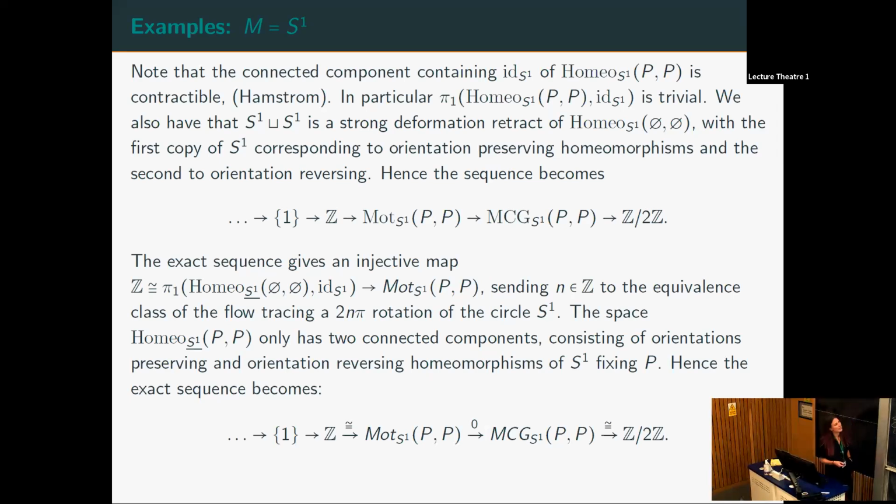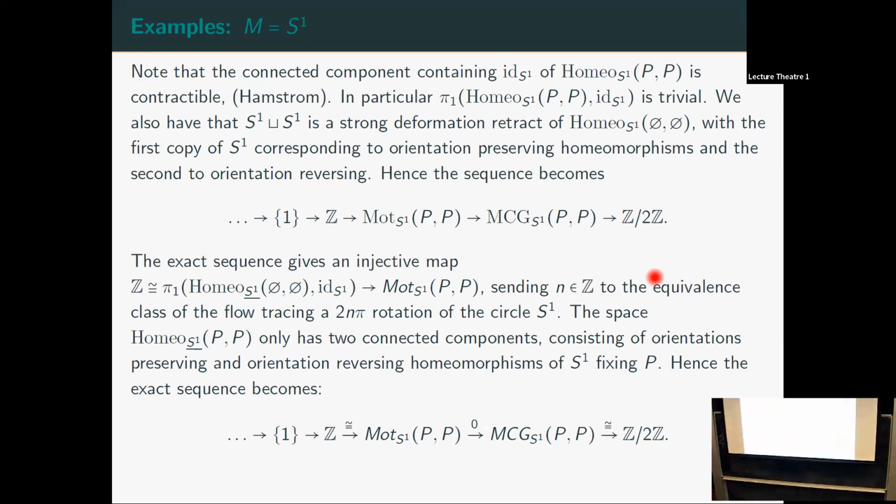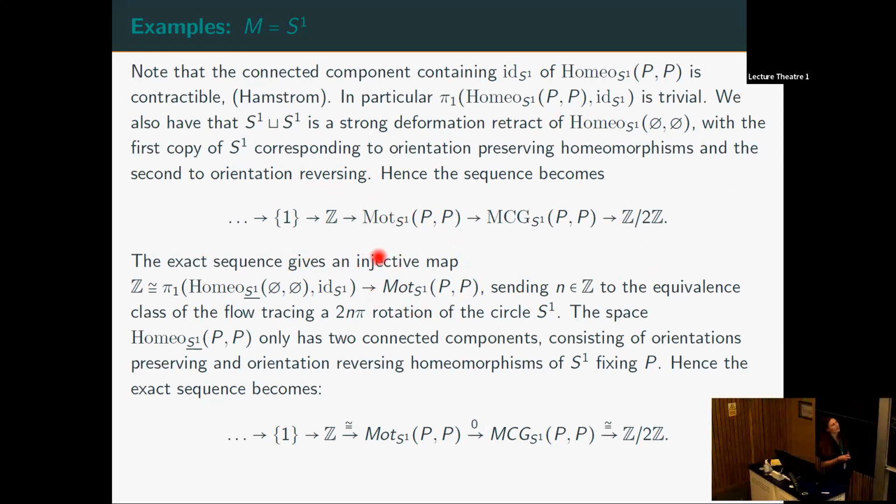And again, we can play exactly the same game by filling in the exact sequence, and we get the same thing, that the pi 1 of the space of homeomorphisms of S1 is Z, the pi 0 is Z over 2Z. But in this case, we also know that if we look one further back in the exact sequence, so we look at pi 1 of homeo S1 P P, so these are paths which send the point P to the point P, this is trivial. So now we get a sequence where we have a zero map between the motion groupoid and the mapping class groupoid.